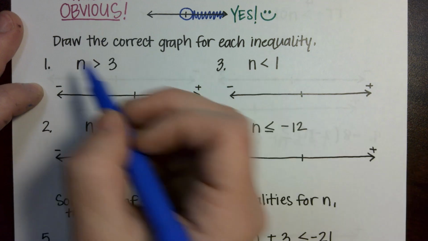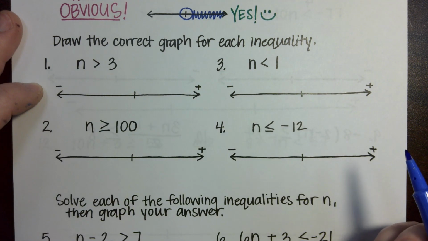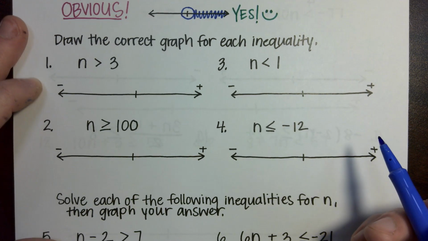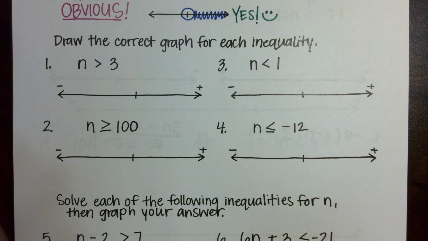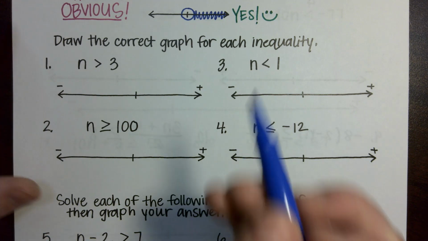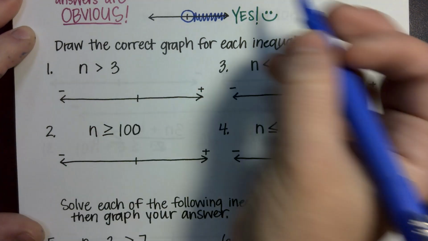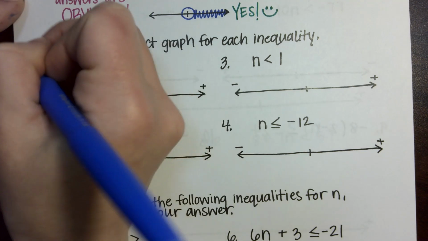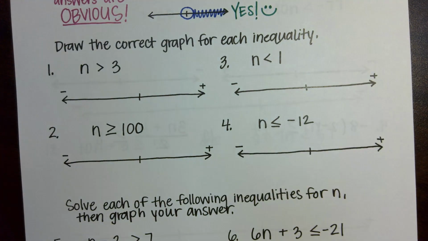Perfect. N is greater than 3. So remember, there's 3 steps to graphing an inequality. And we can make a little key out to the side. Let me grab an answer key actually, because I'm going to show you how I'm grading your quiz so that you know what I'm looking for.